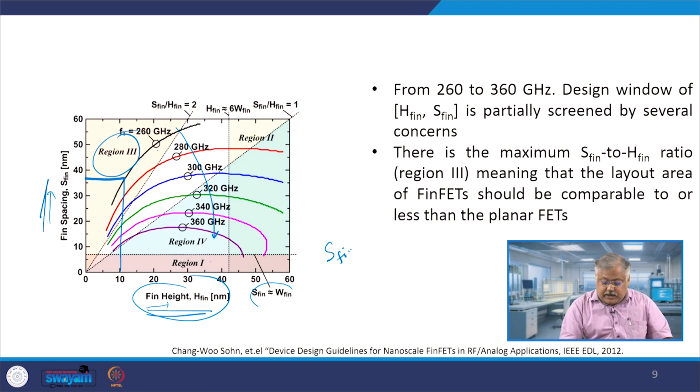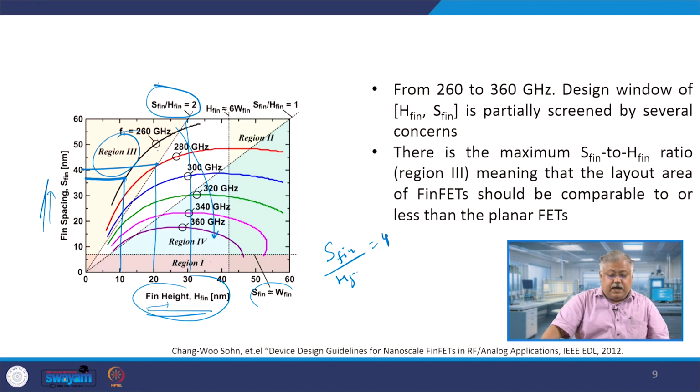So, if I therefore see the variations of S-fin to H-fin, you will see this to be equal to 4 here, approximately, right, and this is the point where it is approximately equal to 2. You see 20 and then you have 40 here, right, you have 30 and then you have approximately 60 here. So, this is the point where S-fin by H-fin is approximately equal to 2. Anything to the left of it is a preferred one for non-planar structure, whereas if you go to the right, this graph gives you S-fin by H-fin approximately equal to 1, which means they are exactly the same. And if you look at this particular point, it tells you H-fin is approximately 6 times the width of the fin.